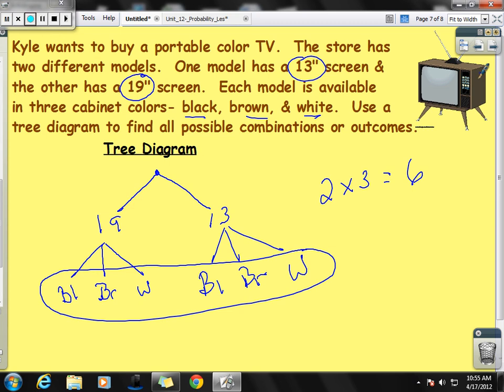6 different choices. Alright, so tomorrow, guys, when you come into class, you're going to be working on a couple of different things, using tree diagrams, using prime factorization, and a little bit of probability.